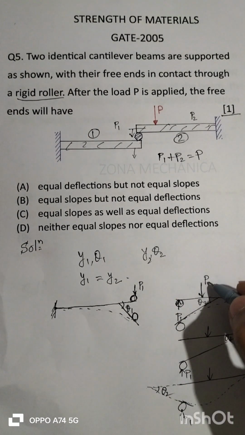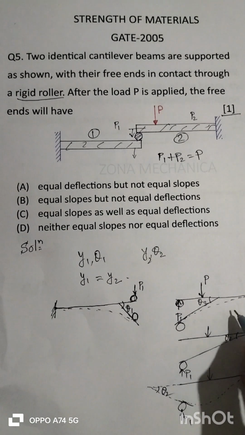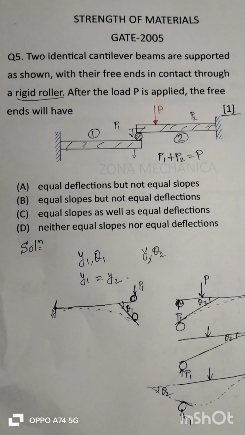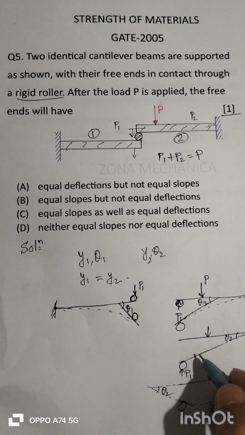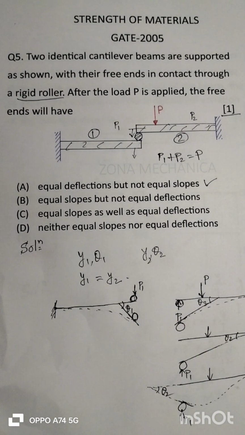So based on the extent of applied load P, it may deflect in different ways. Clearly theta 1 is different from theta 2, so the slopes will be different. So option number A is the correct answer: equal deflections but not equal slopes.